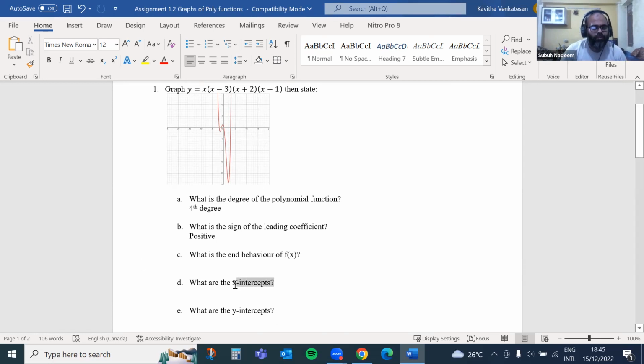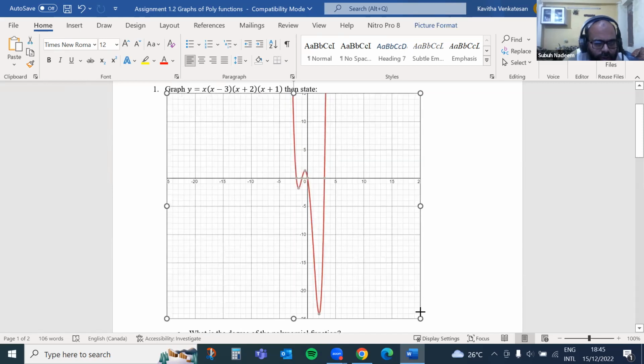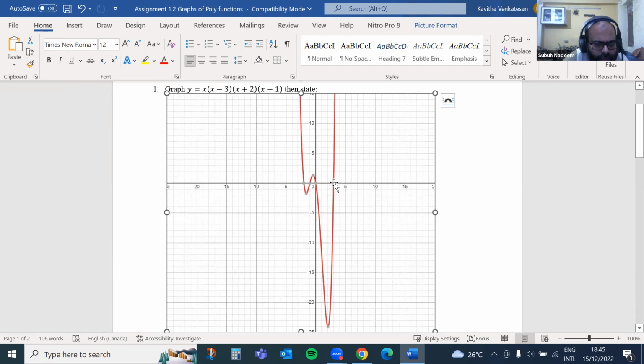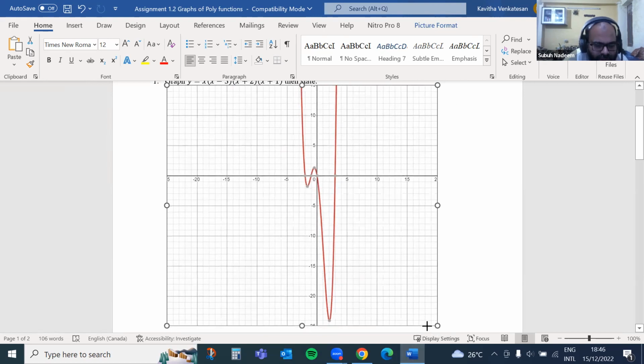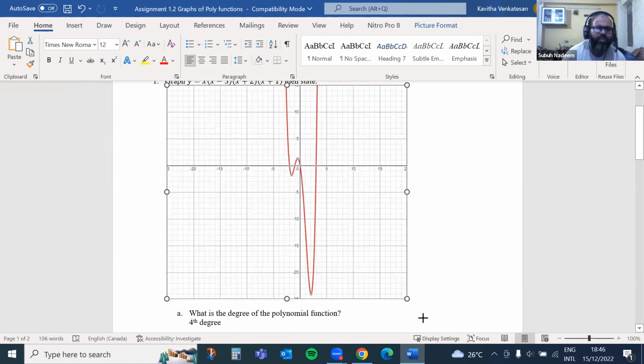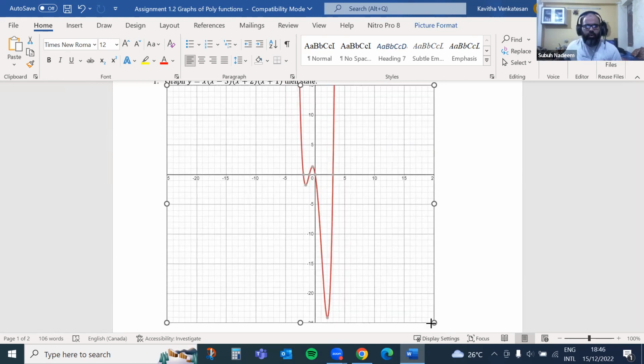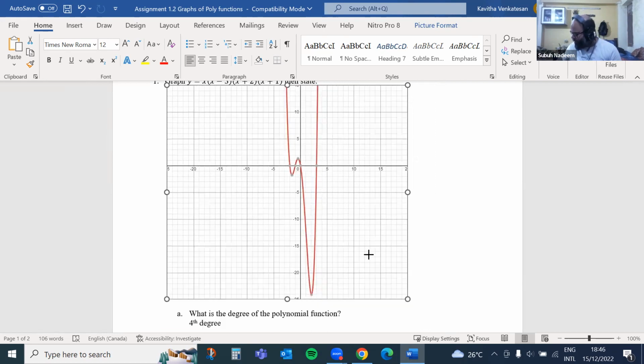Then what are the x and y intercepts? The x-intercepts are where it is intersecting the x-axis. So it is intersecting at the zeros: 0, 3, -2, -1. Whatever critical points, zeros you have plotted, so it's 3, 0, -2 and -1 also. Yes, -1. These are the x-intercepts. And the y-intercept is where it is intersecting the y-axis. So it is intersecting the y-axis only at 0, no other point.